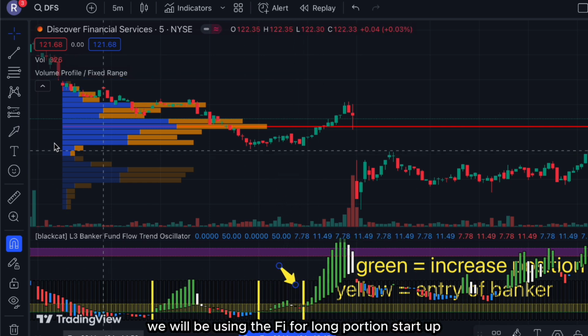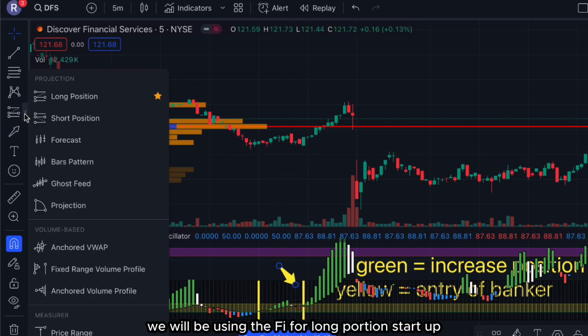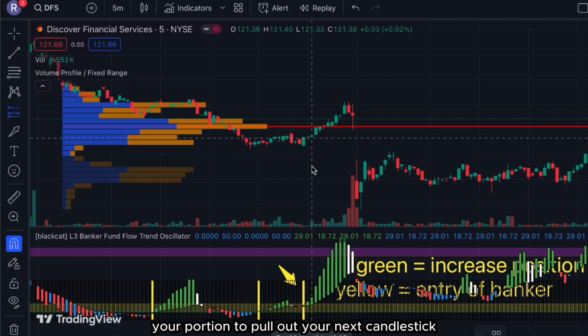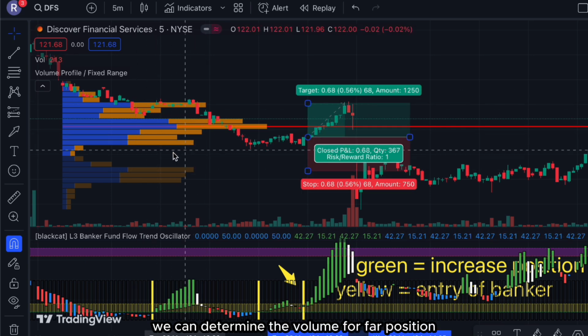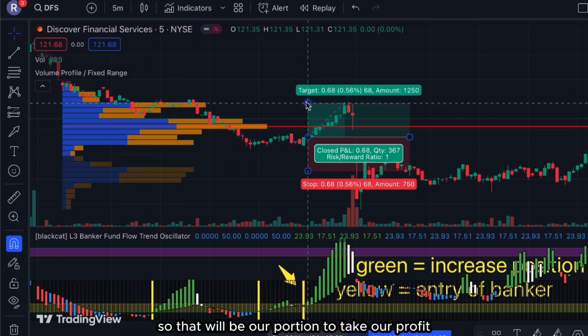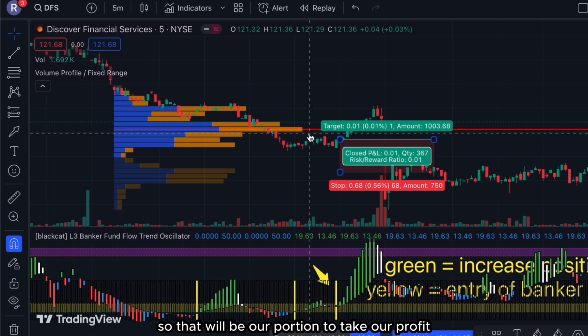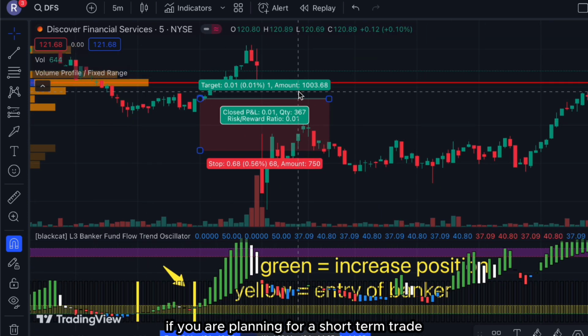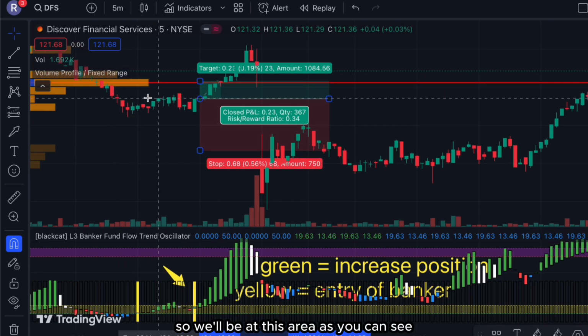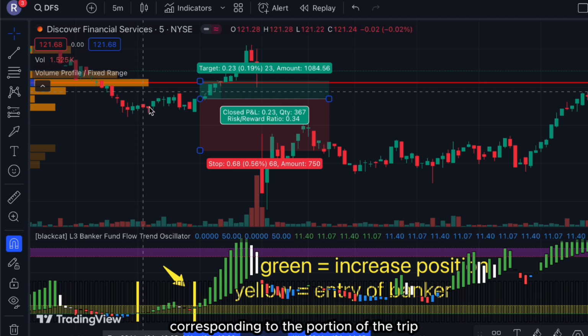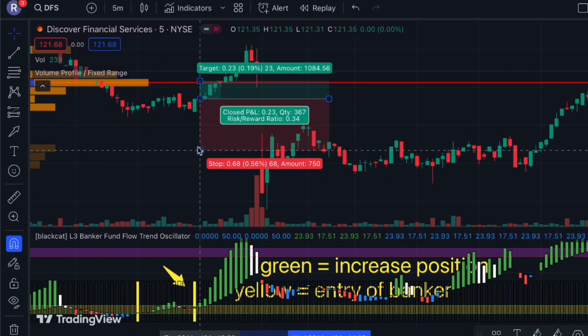Here will signify a long position, start up. So basically you can just take the projection, risk reward position, to plot out your next candlestick. As you can see, we can determine the volume profile position. So that will be our position to take our profit if you are planning for a short-term trade. So we'll be at this area. As you can see, it corresponds to the position of the volume profile.